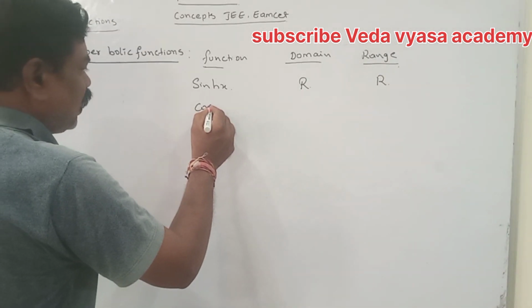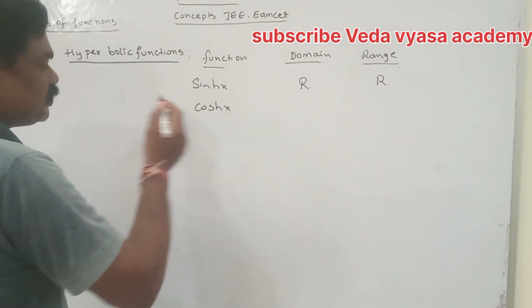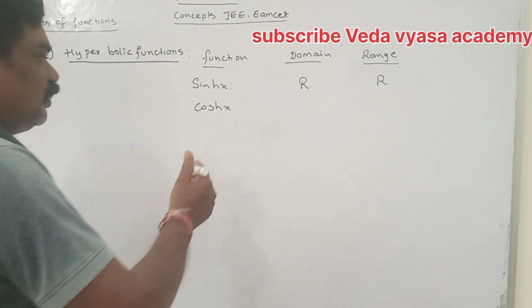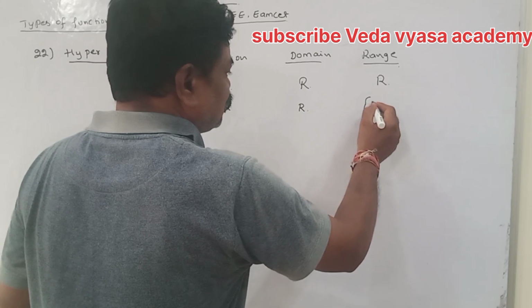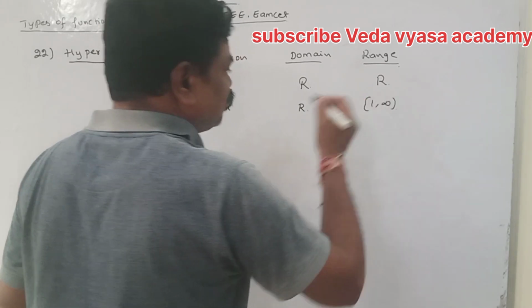Next, cos hx, the cos hyperbolic function. Here the domain is R and the range is the closed interval 1 to infinity open.